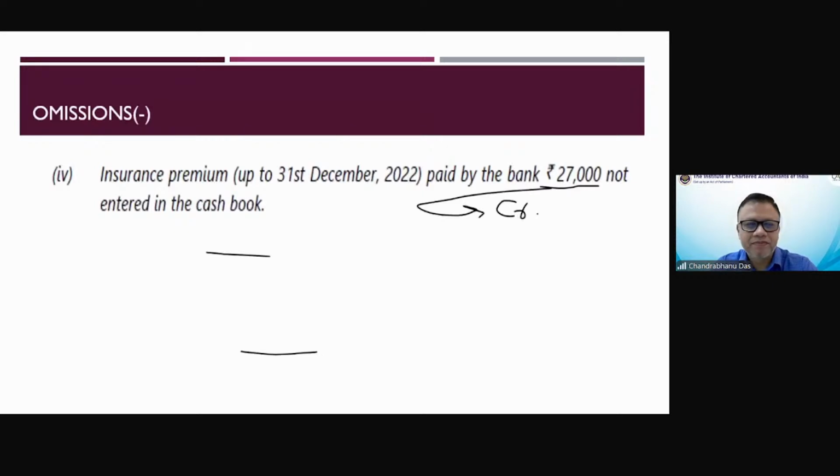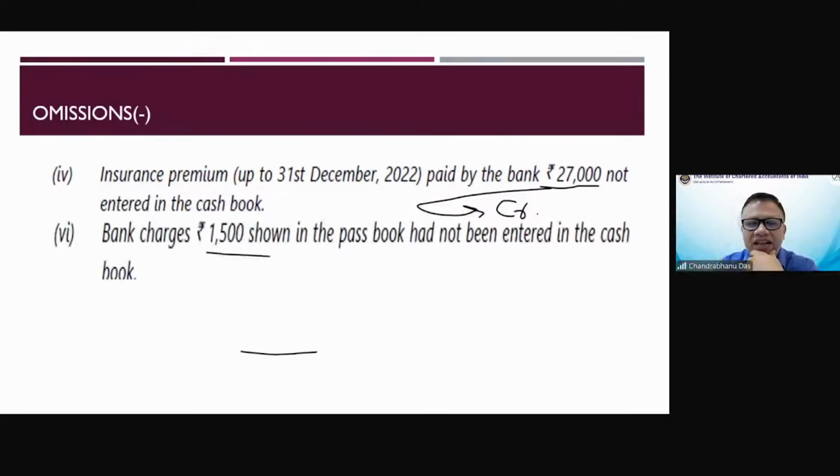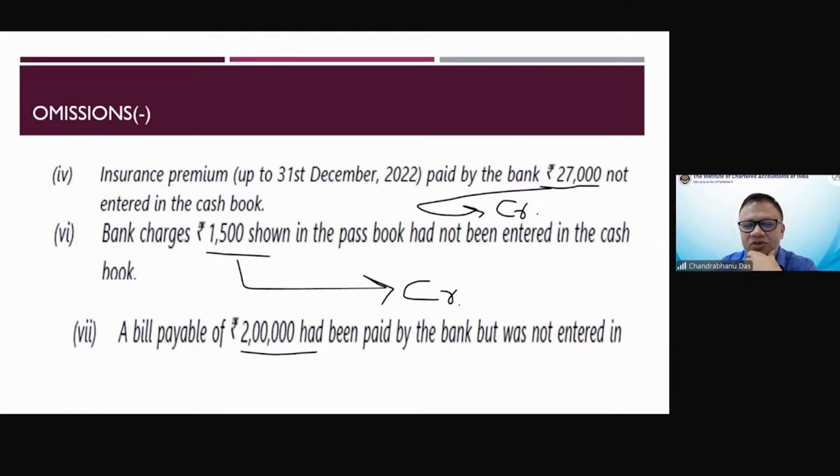Insurance premium paid by the bank, 27,000, not in the cash book. It should go to the credit side of the cash book. Bank charges should also go to the credit side. So we are taking credit side transactions.